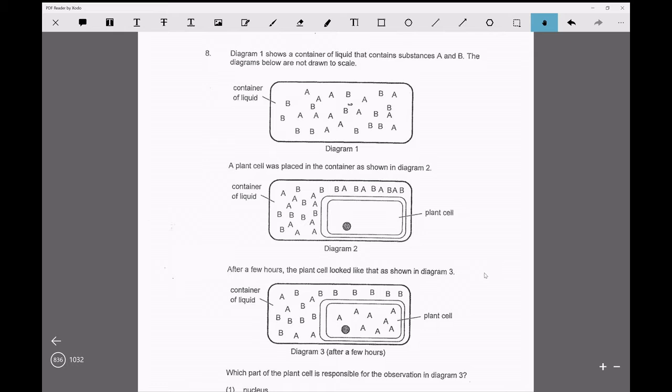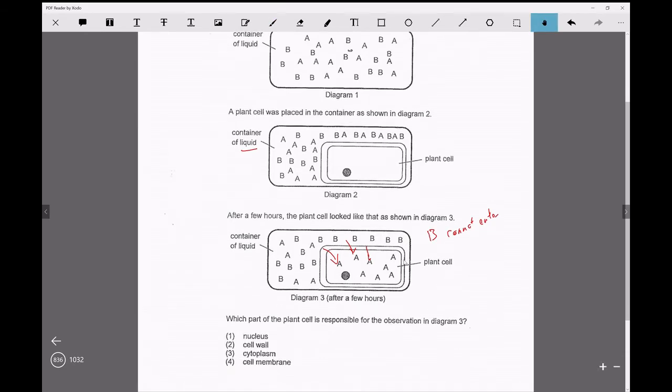Okay, so diagram 1 shows you at first. After that, in diagram 2, they put in a plant cell. The plant cell by right inside doesn't have any liquid. No liquid A, no liquid B. But somehow all the A went in. B cannot go in. So only one part of the cell does this kind of function, and that's your cell membrane. If you forget what's the function of the cell membrane, I'm going to write it down.